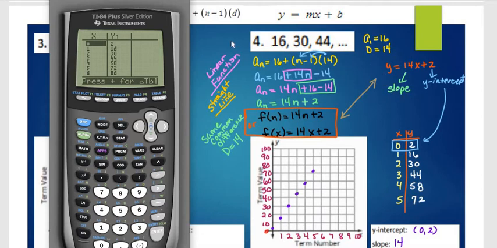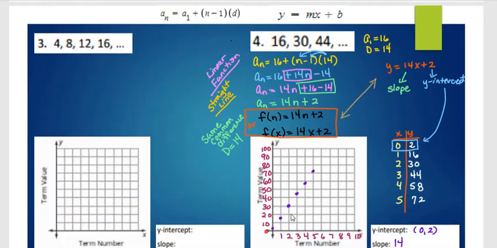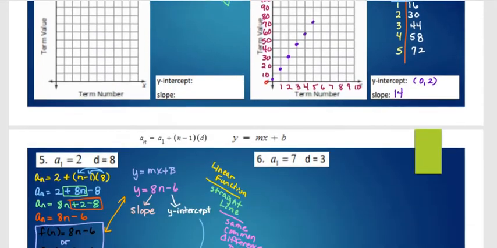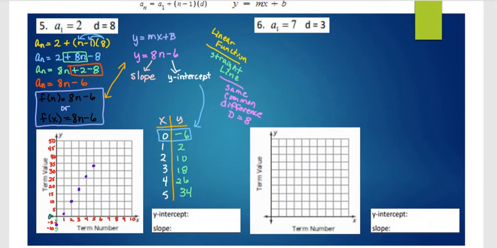So I can go through here and plot each one of these out, and then identify my y-intercept, which is (0, 2). My slope is 14. Now let's go on to number 5. Number 5 is just like what we've been doing, except that this time they're giving you the first term and the common difference. Remember, the common difference right here is your slope.